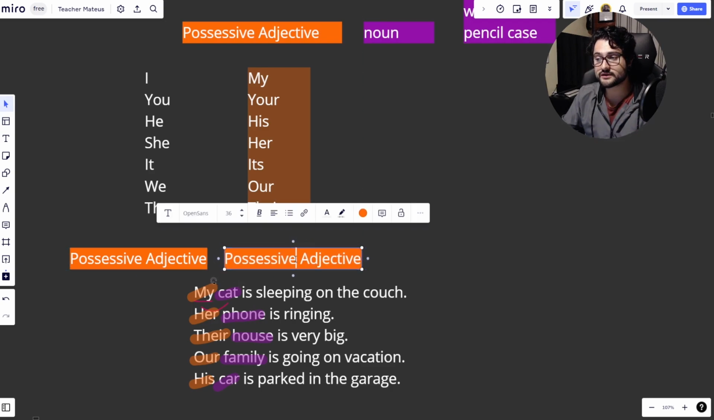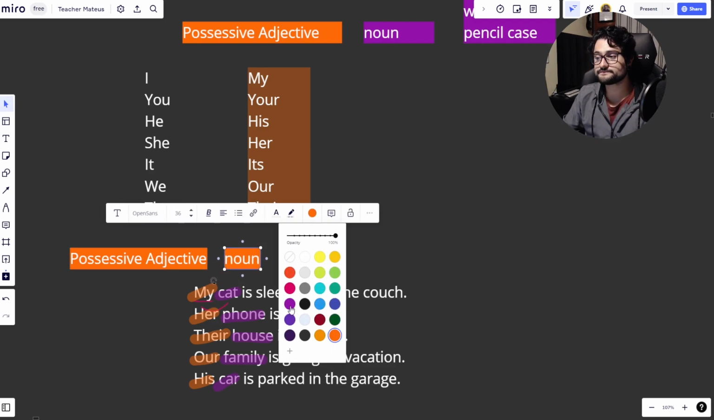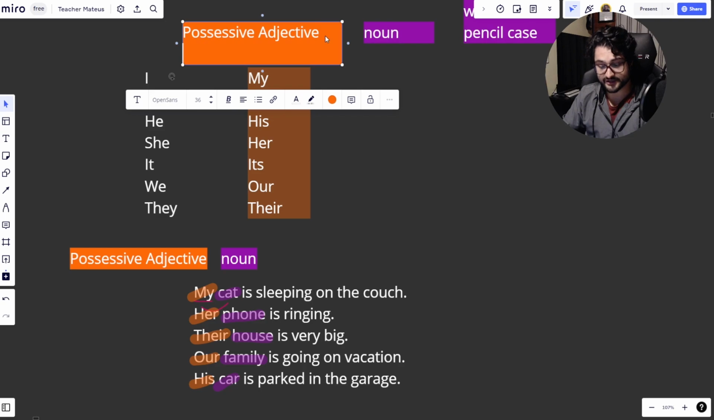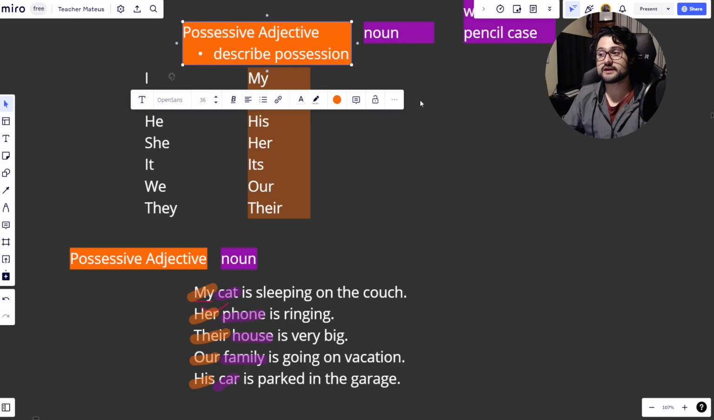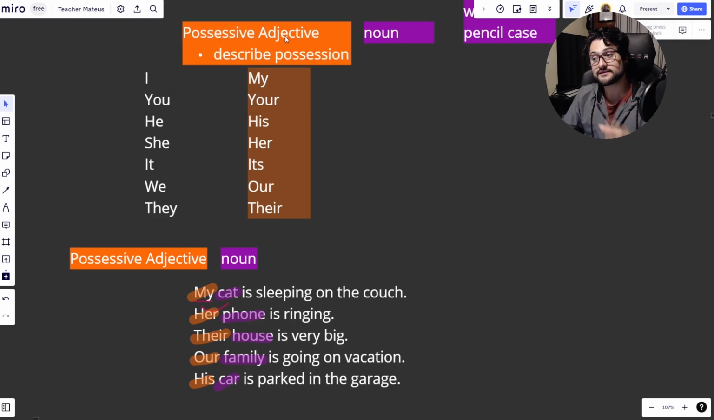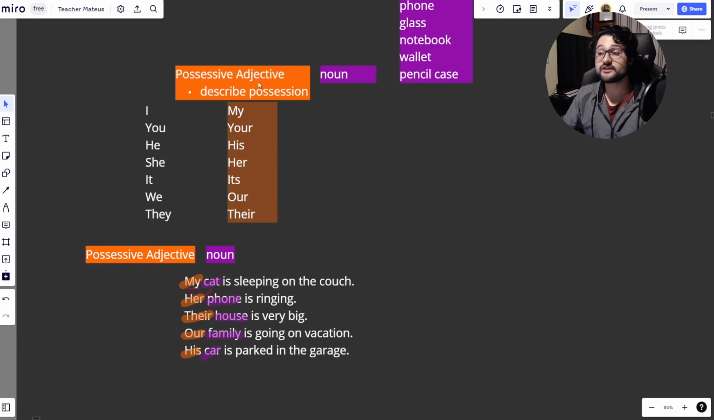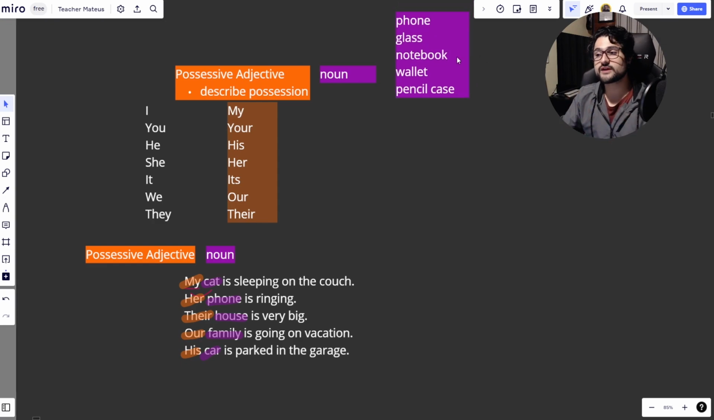And then the purple one is the noun. There it is, my cat. So we can see, guys, that the possessive adjectives we use to describe possession. As we can see, my cat, her phone, their house, our family, and then his car. This is the third type of pronouns that we have seen. It is actually a possessive adjective, but it's very common for us to learn about that and think about that when we compare with other pronouns.